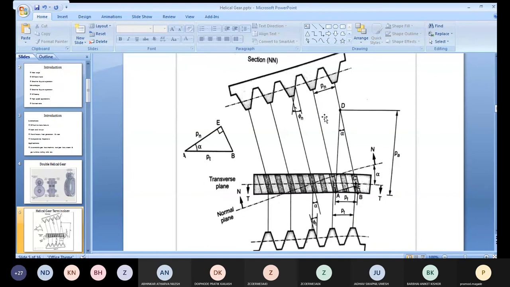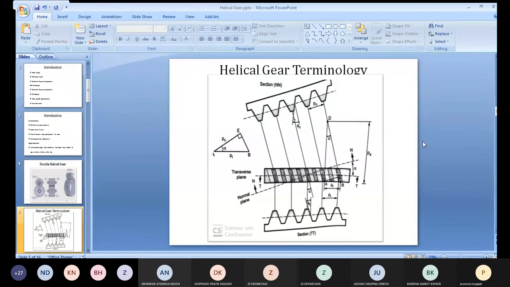So alpha is the angle in triangle ABE, and it has PT, the transverse pitch, and the normal pitch, which it includes. So I hope you understood this. Before writing the notations and all that, you just draw this diagram. Gear terminology, and we will still draw it for the helical gear. Two planes: transverse, with capital T, and normal plane with capital N.